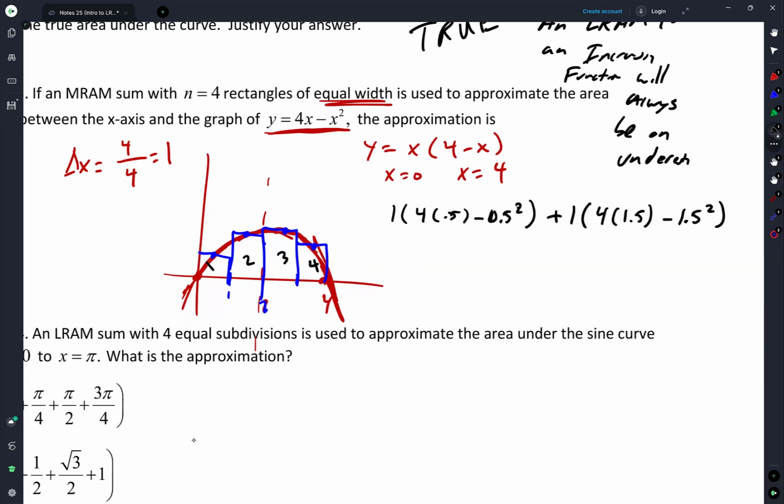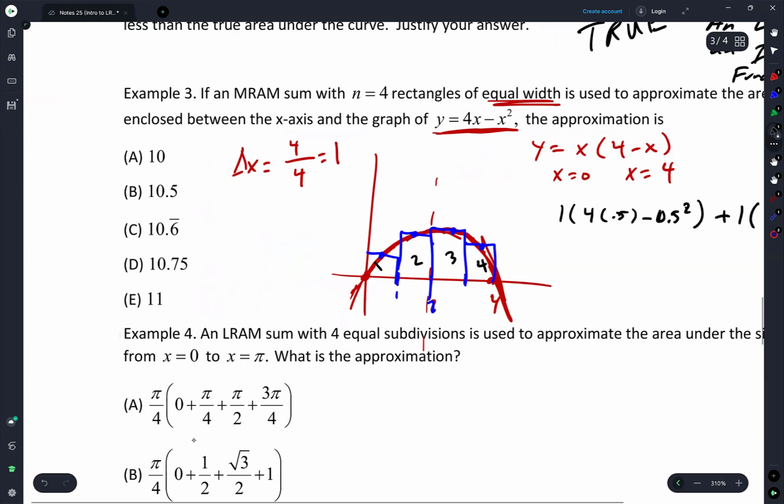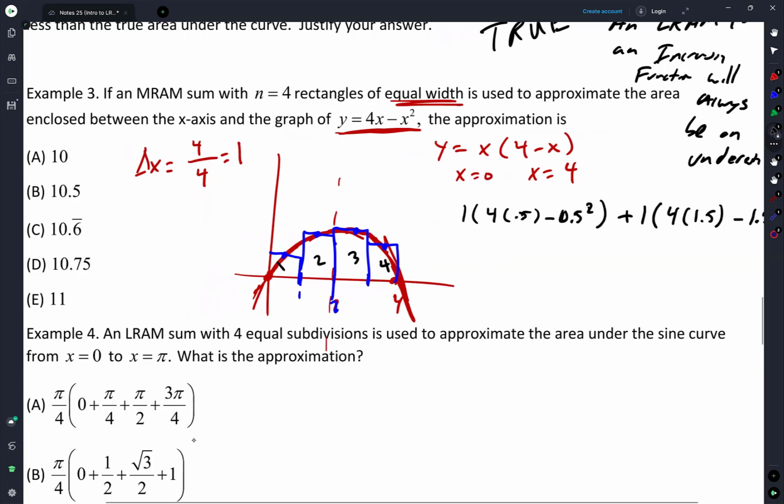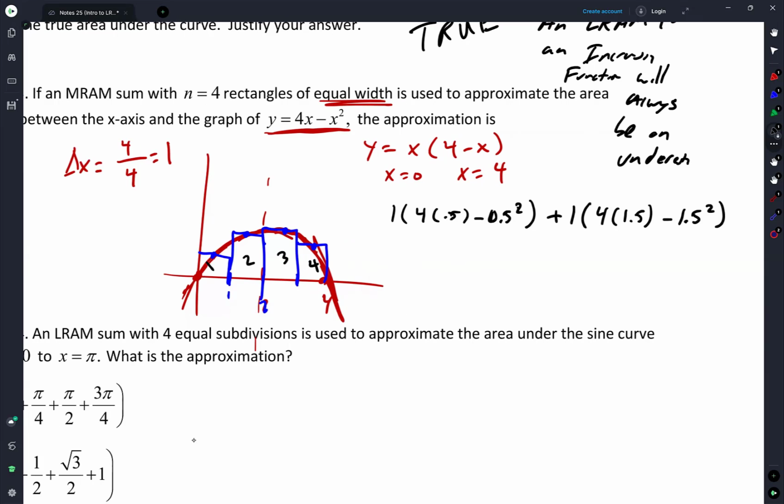Oh, don't they want the area? Yes. I'm just finding the area of each rectangle. No, but can you explain that, like how we use the... because I don't know the value. Where did I get the 1? Area of a rectangle is width times height.